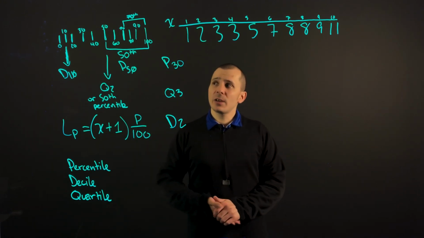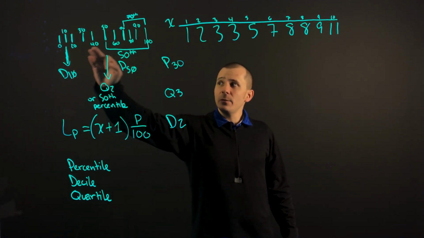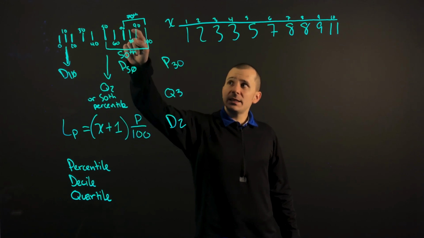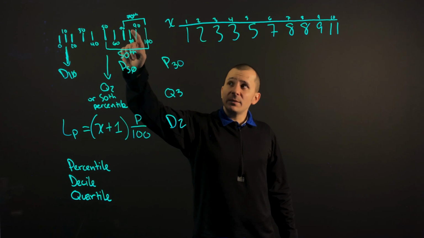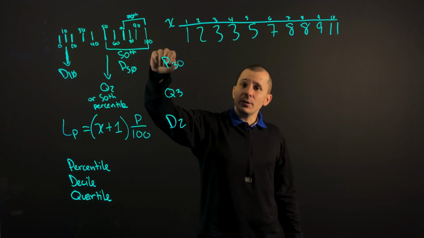So if we take a look here at this little chart, we have 0 to 100. And the 70th percentile here essentially represents anything from 70 to 100.